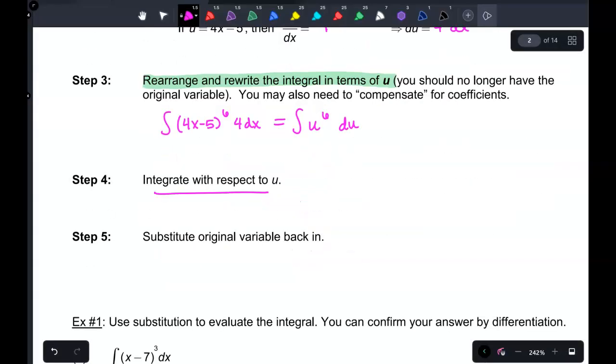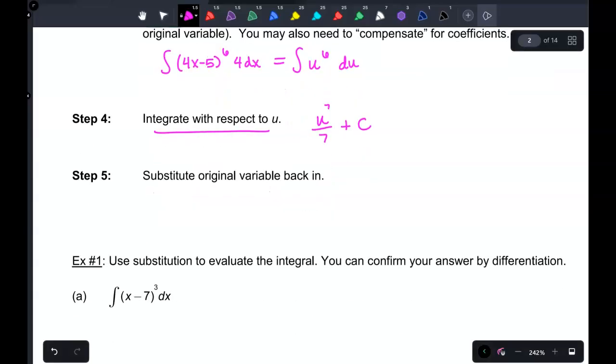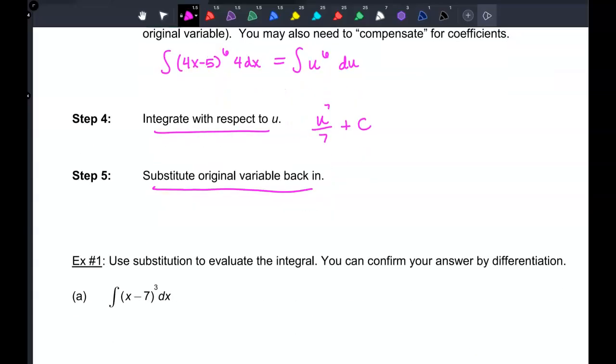Integrate with respect to u. What's that going to be? U to the 7th over 7 plus c. Okay. Substitute the original variable back in. That was 4x minus 5 to the 7th over 7 plus c. Now, what's that?